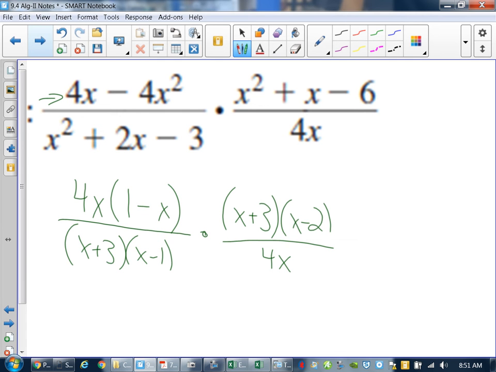What I'm doing here, guys, is I'm simplifying the problem as I'm writing it down, because you're going to have to factor all of it anyway. Why write down the whole problem to start out with? That just takes so much time.